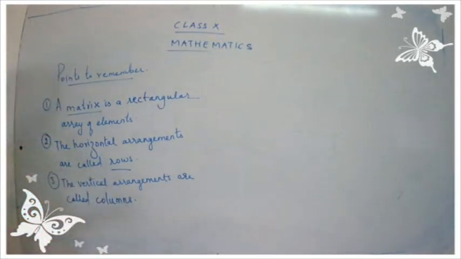So these are the 3 points we have taken. The first one, a matrix is a rectangular array of elements. The second point, the horizontal arrangements are called rows. The third one, the vertical arrangements are called columns. I hope you are clear with these 3 points, children.